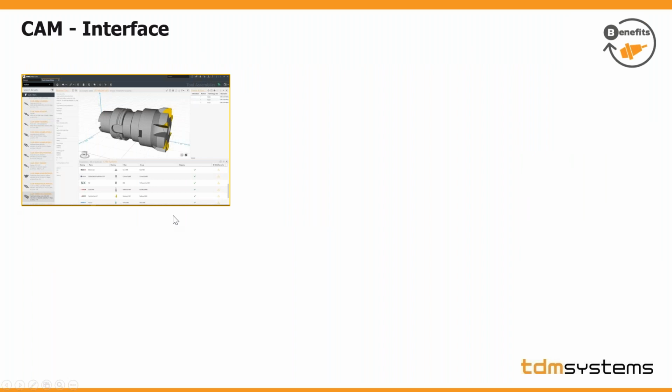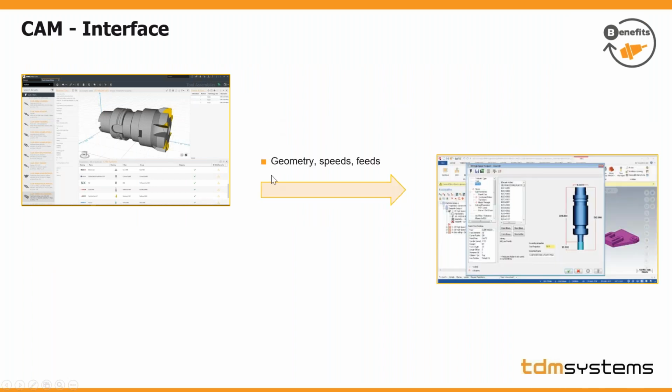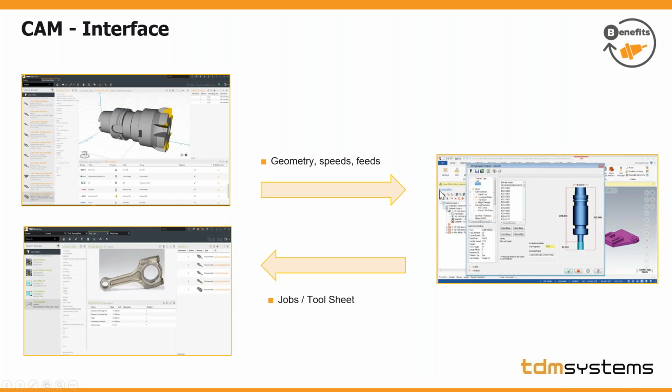You're a CAM programmer, you select your tool assembly, you load all your geometry, speeds, feeds, all the information you can get, even availability. You can see this in your CAM system. You can do your programming, and when you're done with the programming, you send your job, your tool sheet, back into the tool management system. Obviously, this works with one programmer, but if you have more than one, 4, 5, 6, and even 10, they all work on the same tool library. So they're using the same tools, and they can reuse them. And it does not only work for one CAM system, it works for a wide variety of different CAM systems.